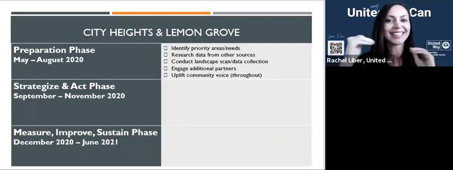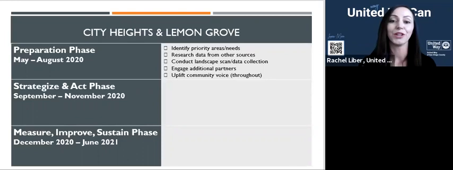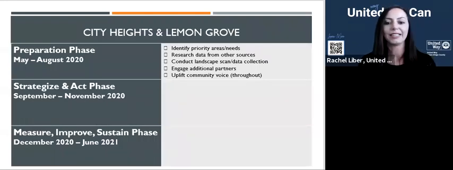So we had already identified our priority need areas, but we needed more information and we needed to confirm that these buckets were what community residents would identify as priority areas as well. So we looked at what data was available from other local sources, but we also wanted to really hone in on the needs in City Heights and in Lemon Grove areas. And not only did we want the major buckets, but we wanted to hear what were the barriers contributing to each of these buckets and what ideas community residents had themselves for what would help.